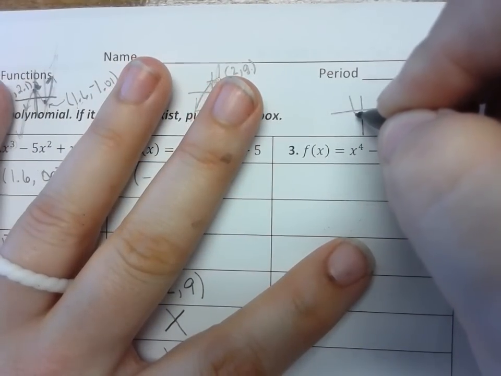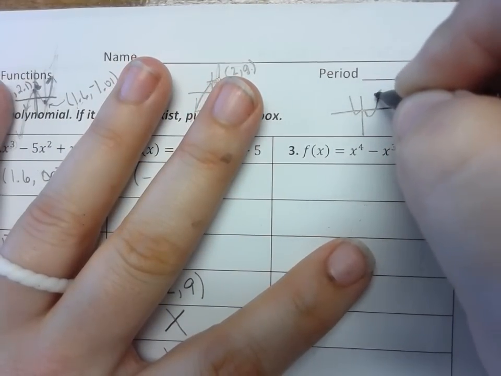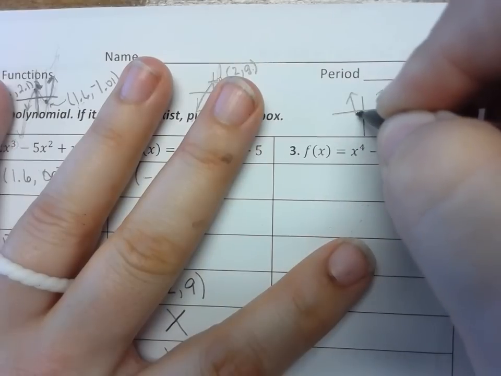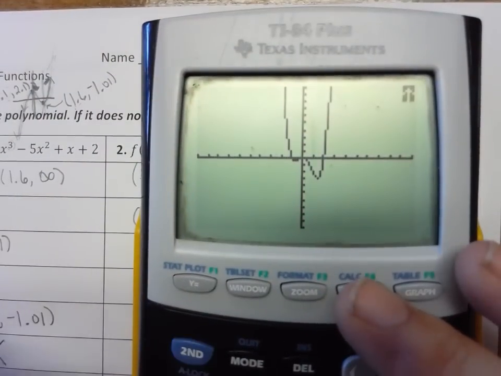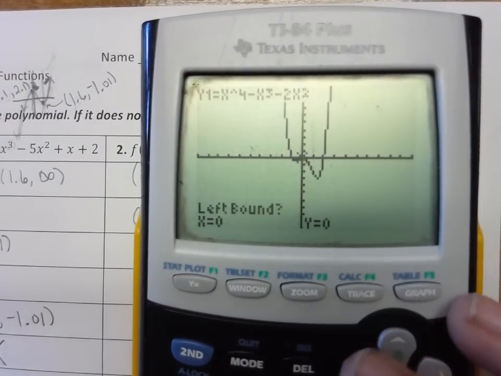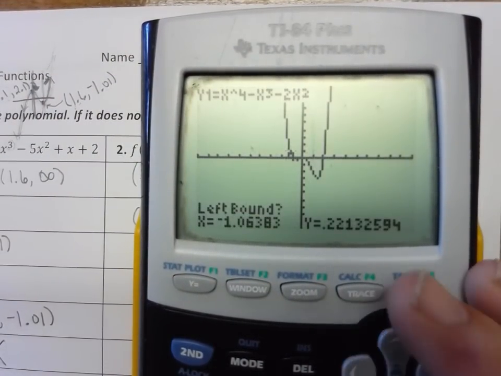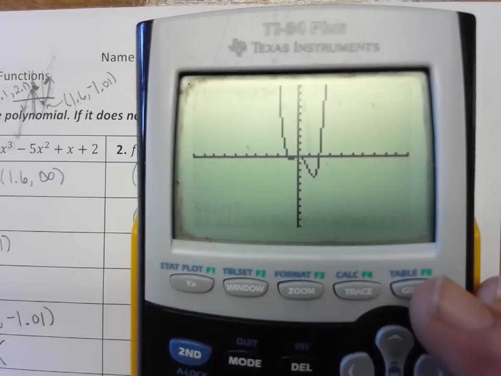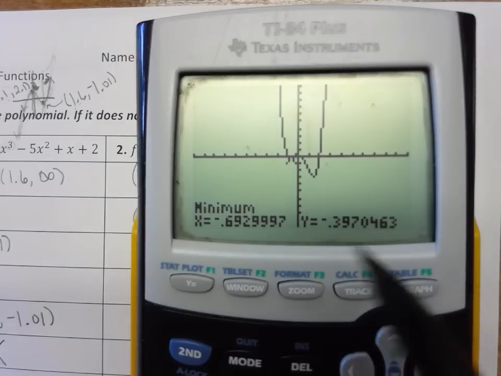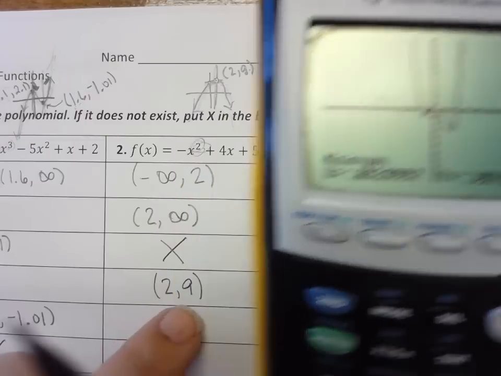Something like this-ish. So we've got 2 low points here, and we've got a high point there. So let me just find those really quickly. Second trace, 3. There, there. Looks like that is at negative 0.7, negative 0.4.